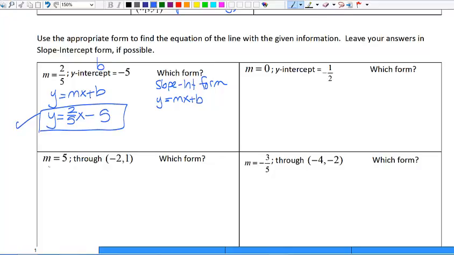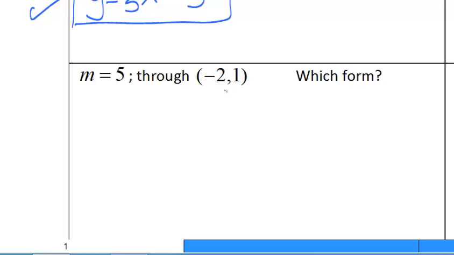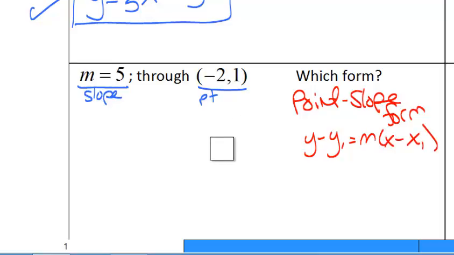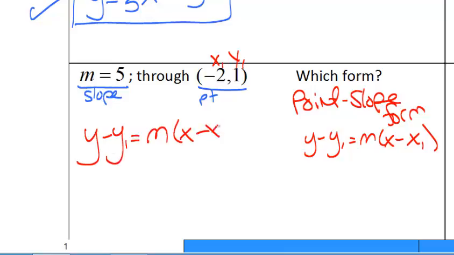Let's go down to m equals 5 and through the point -2 comma 1. So here I have a point and a slope. Here is a point, here is a slope. So which form do you think I'm going to use? That's right, I'm going to use point-slope form, which is y minus y1 equals m parentheses x minus x1. So let's look at my values. I have an x1 and a y1 right here. So I'm just going to go ahead and rewrite the formula and plug in all the information that I've been given.